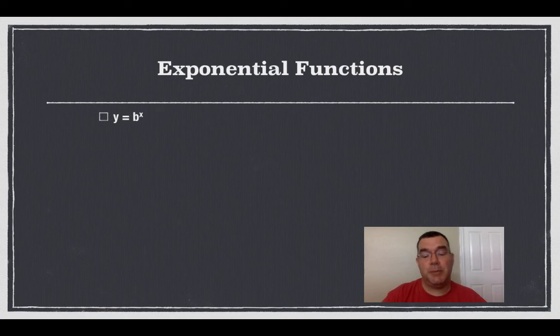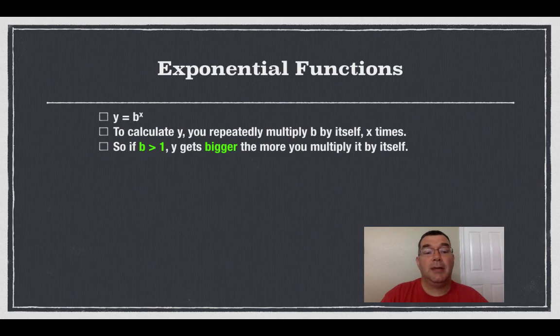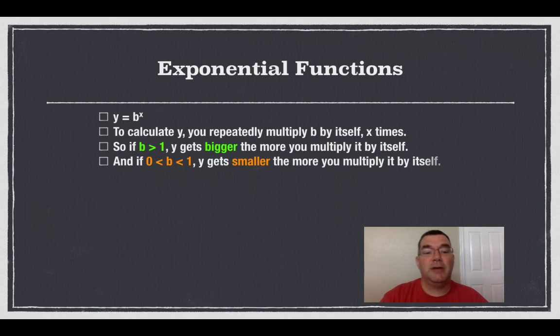They were y equals b to the x, some number raised to the x, and that was set equal to y. In order to calculate y, what you would do is just multiply b by itself a whole bunch of times. If b, that base, is greater than 1, if you keep multiplying a number that's greater than 1 by itself over and over again, the number is going to get bigger the more you do that. But if you have a number that's between 0 and 1, like a decimal or a fraction, that's going to get smaller the more you multiply it by itself.